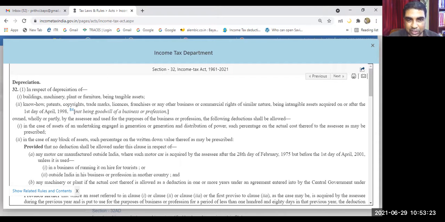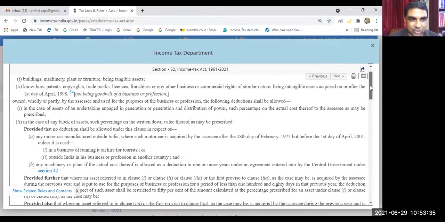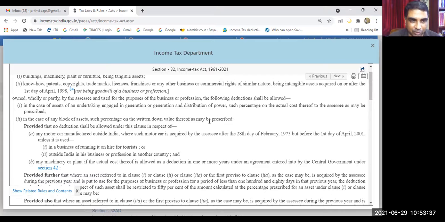So these are the assets which are covered, and there is a separate treatment for those undertakings which are engaged in generation and distribution of power. We'll see that, a specific percentage, on the straight line method, they can charge depreciation. Others can charge depreciation on the WDV method, that is, the written down value method. And also one more thing I would like to show you here.